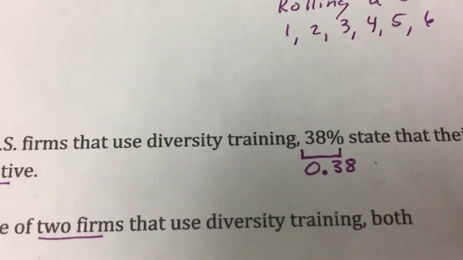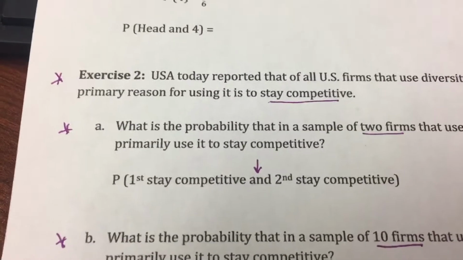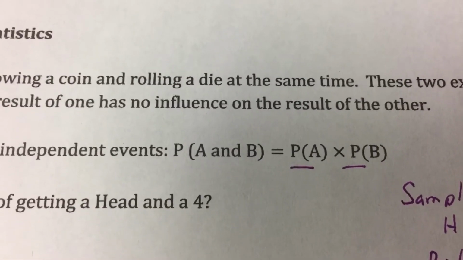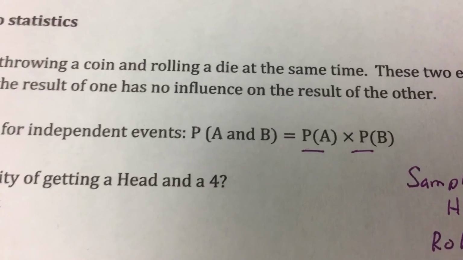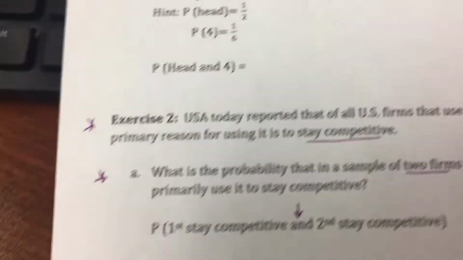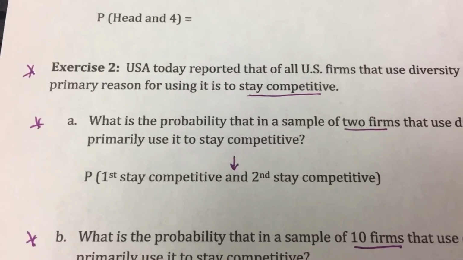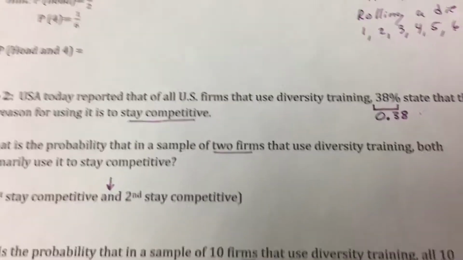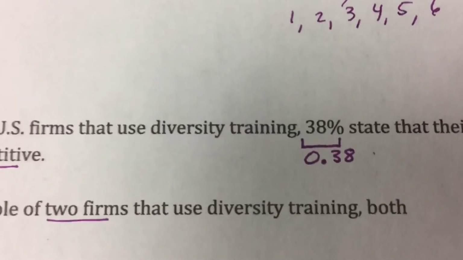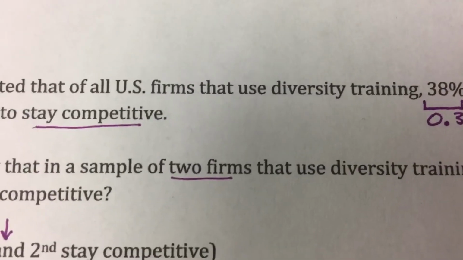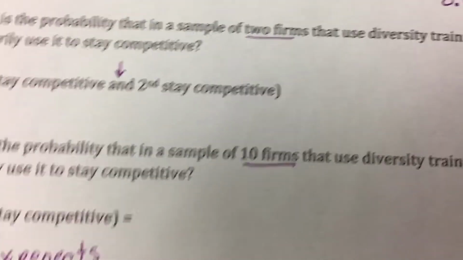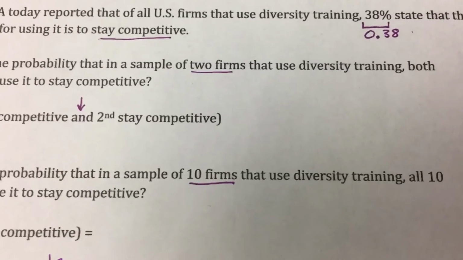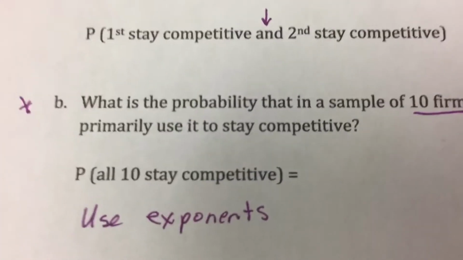Now you're going to use that value to answer these 2 questions. And you are going to use your formula that you have right here. Probability of A and B is the probability A times probability of B. So they ask you what's the probability that in a sample 2 firms use diversity training. So you think about how many times you're going to multiply 0.38, because you're dealing with 2 firms. Down here, we're going to deal with 7 firms. So instead of sitting there and doing 0.38 times 0.38 10 times, use exponents.